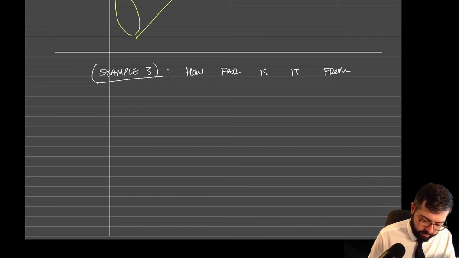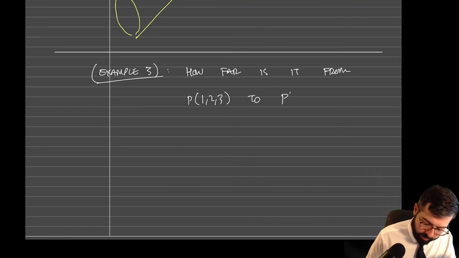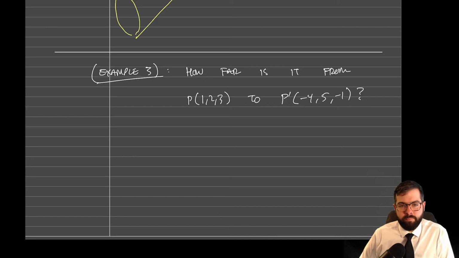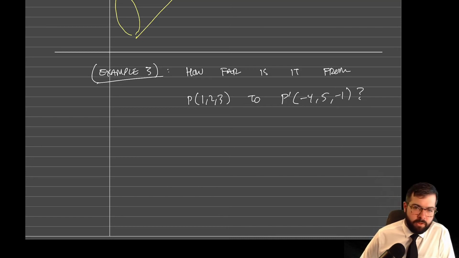How far is it from the point (1, 2, 3) to P prime (-4, 5, -1)? So, how do we measure distance?